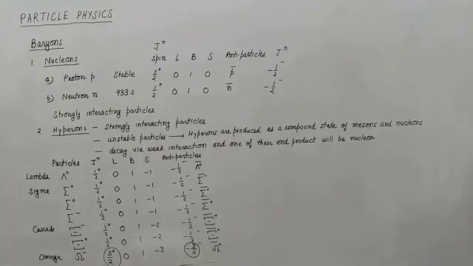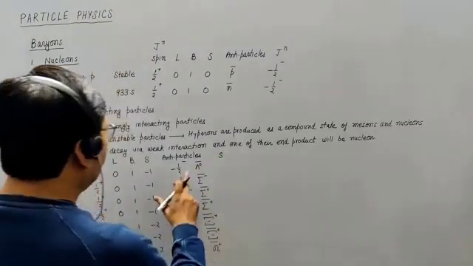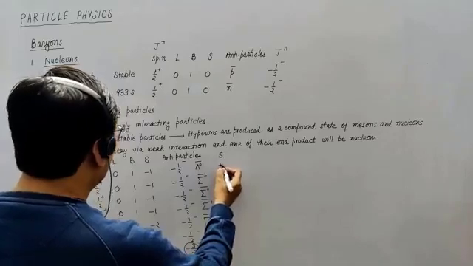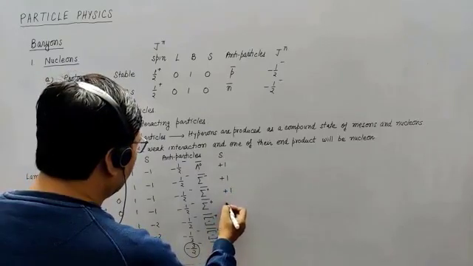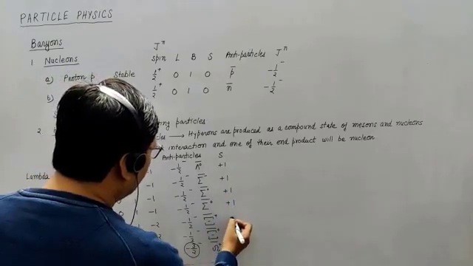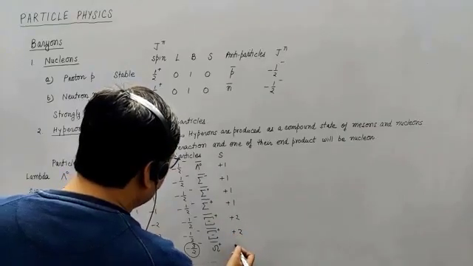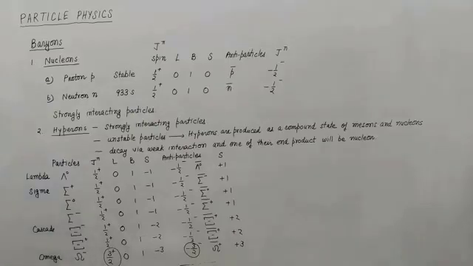As far as strangeness number is concerned, the strangeness number for these antiparticles will be opposite. This will be +1, this will be +1, this will be +1, this will be +1, this will be +2, this will be +2, and this will be +3. These are the values of the strangeness quantum number for all these baryons.